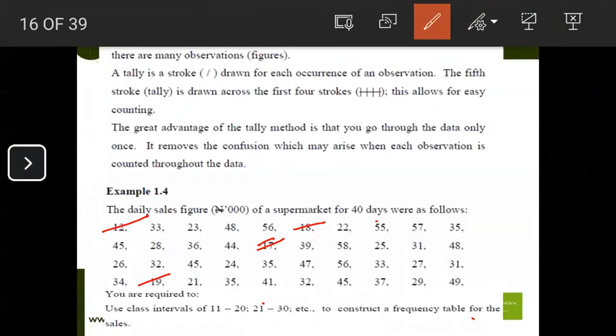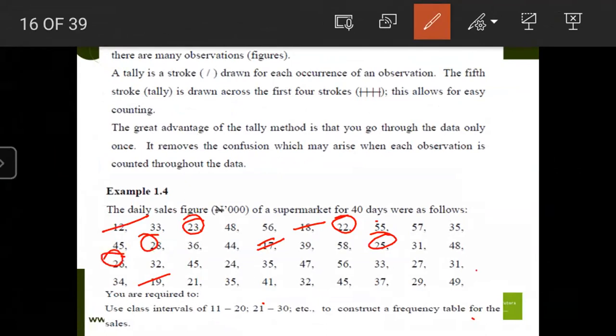21 to 30. I will not erase my work. If you are working it, you can use your pen, but pencil is best. 21 to 30: 1, 2, 3, 4, 5, 6, 7, 8. 21 to 30 is 8, right?